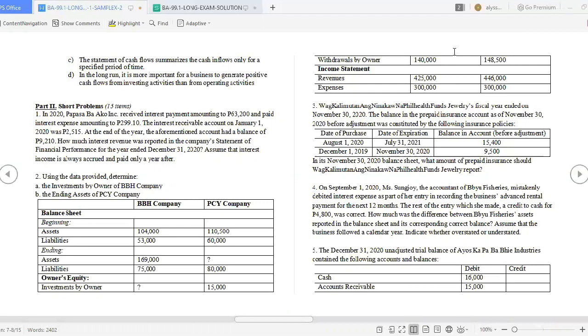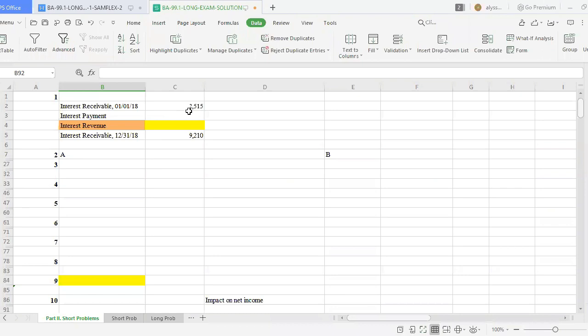So the question here is, how much interest revenue was reported in the company's statement of financial performance for the year ended December 31, 2020? This is assuming that interest income is always accrued and paid only a year after. So let's visualize this. Let's write down first the given, the beginning and ending interest receivable. So that's 2,515, and then ending is 9,210.